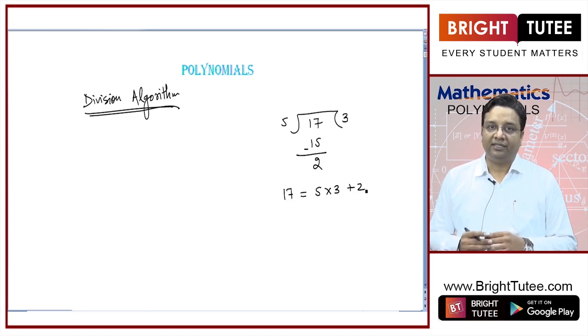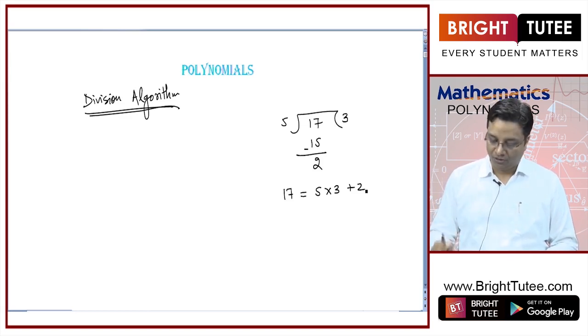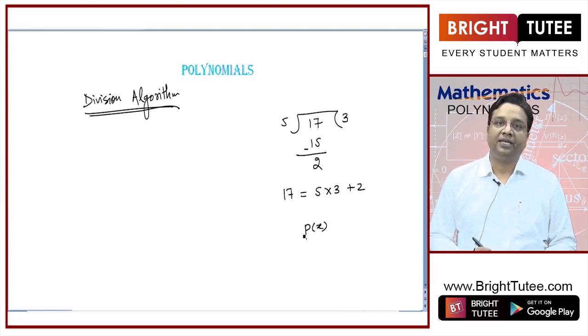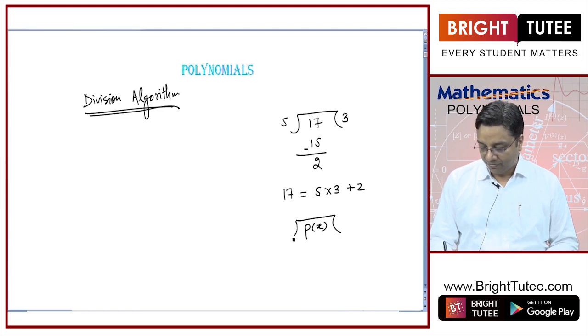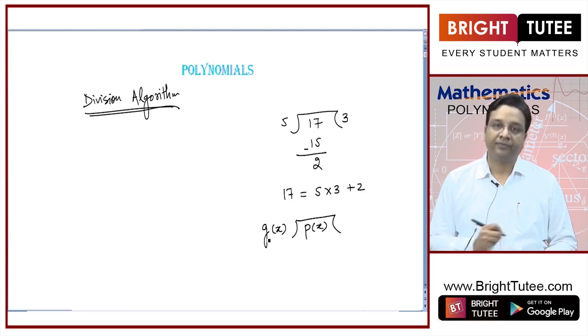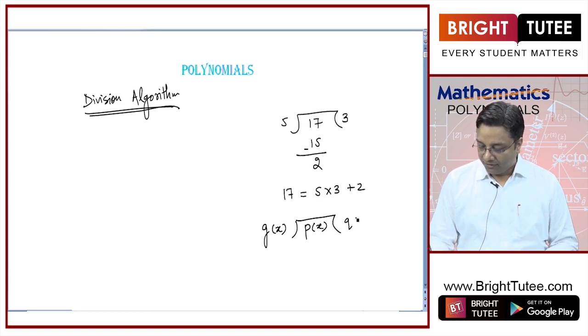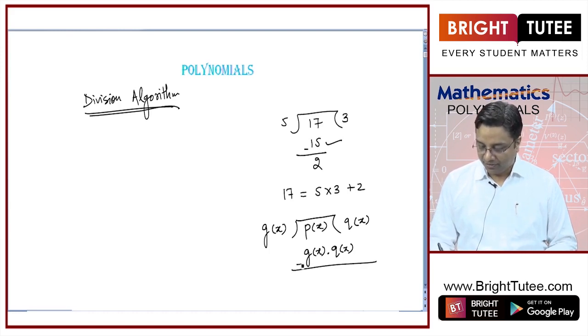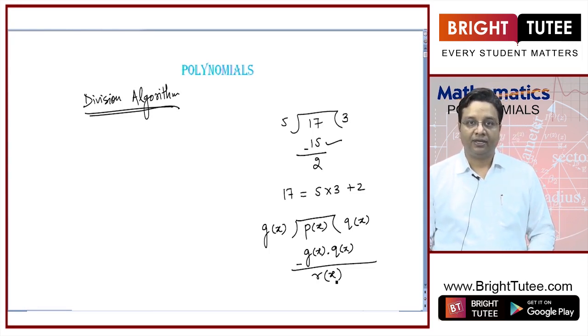On similar lines, we do it in polynomials also. For example, if I want to divide a polynomial p(x) by another polynomial g(x), there will be some quotient. What will come here? Here you wrote 5 into 3, 15. So, here you will write g(x) into q(x), and then we will subtract it and we will get a certain remainder. Let us say the remainder is r(x).